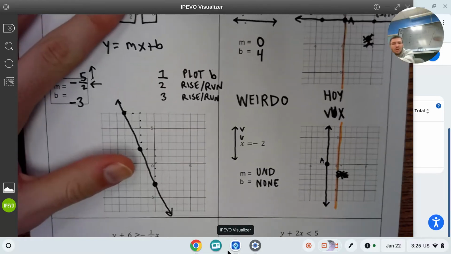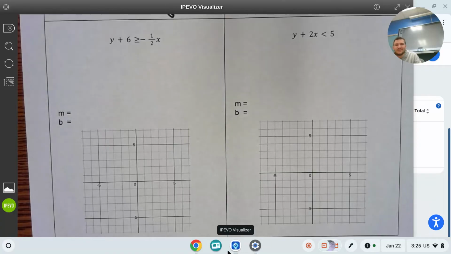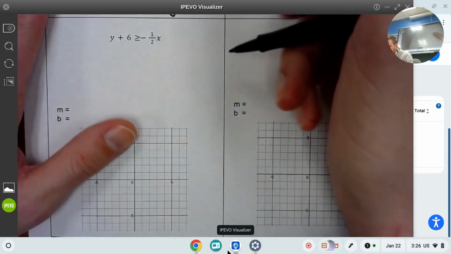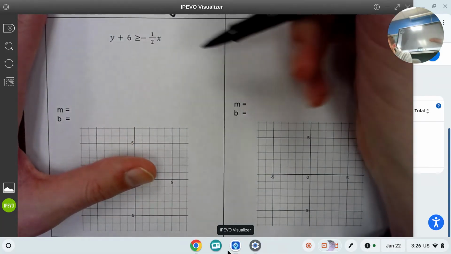All right, we have 2 more questions down here. These are definitely more interesting, maybe a little more difficult than the first 2. I really, really recommend that you work with me on these. The first thing is that these are inequalities again. And graphing inequalities has 2 additions to it.